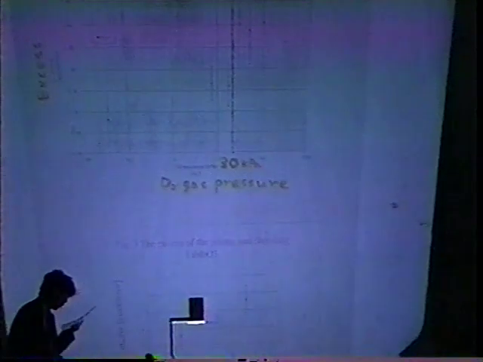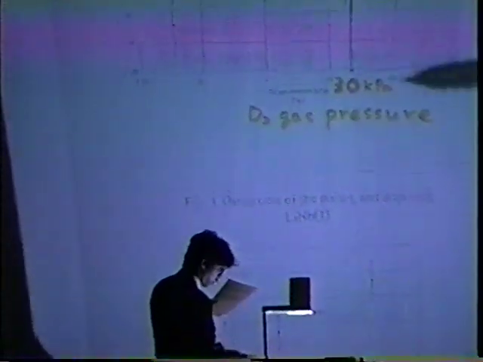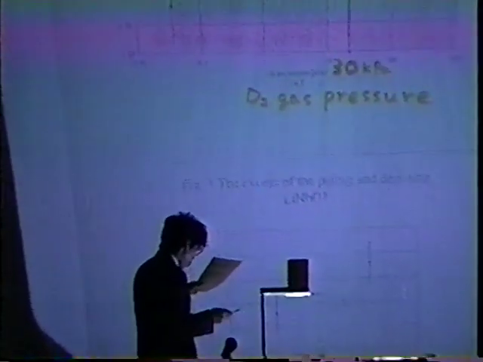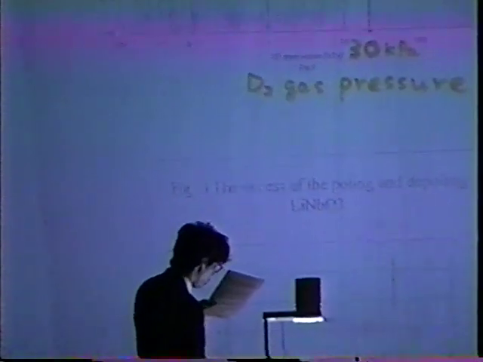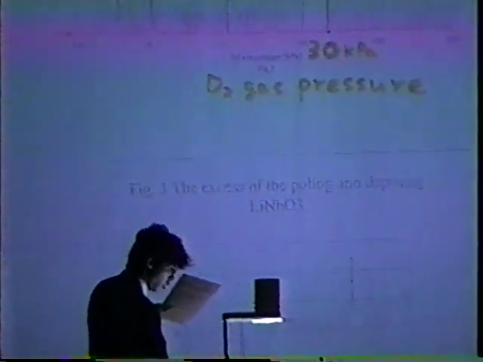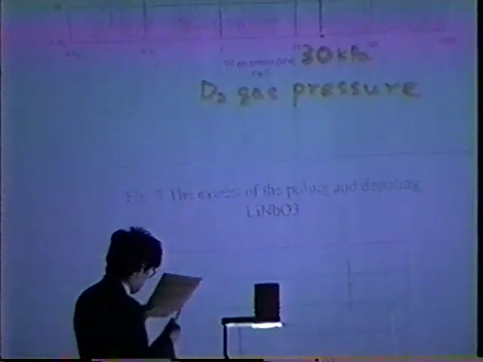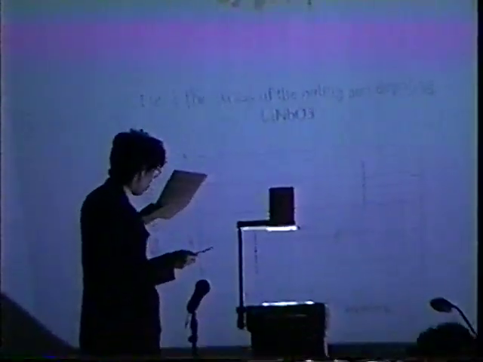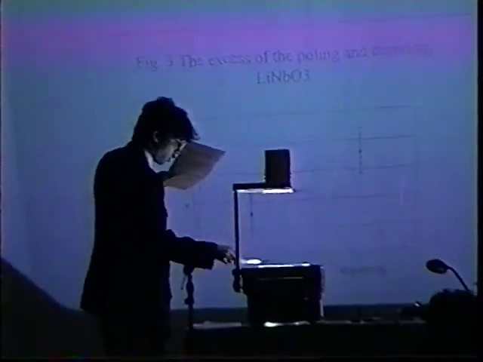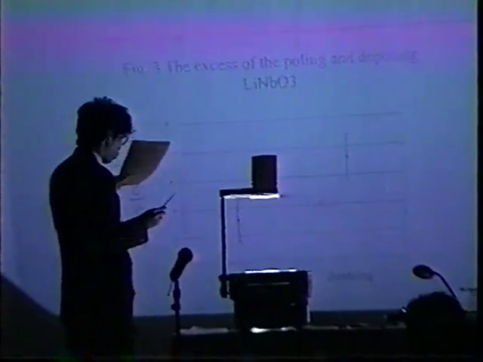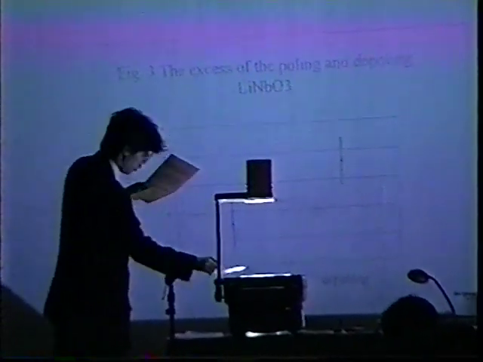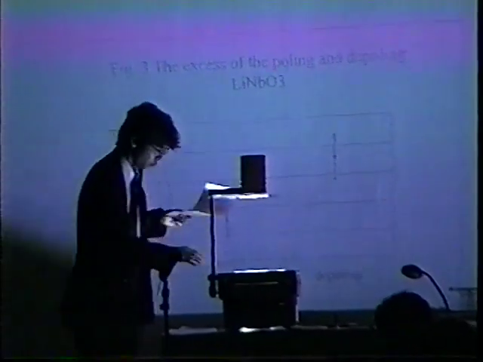We measured the dependence of the excess value of the neutron emission on D2 gas pressure, as excess neutron number per hour. In the low pressure region, the excess neutron was not observed. While in the high pressure region, larger than 30 kilopascal, the excess neutron was apparently generated. Thank you.